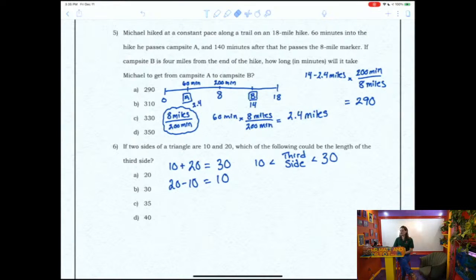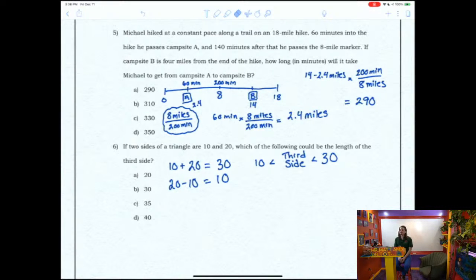Okay, so for number 5, we know that he goes 60 minutes into the hike and then he passes campsite A. So the first mark on my number line, I wrote A and 60 minutes. Then 140 minutes after that, meaning in total 200 minutes into the hike, he passes the 8-mile marker. So from that point, we can calculate his pace. That's going to be 8 miles every 200 minutes.